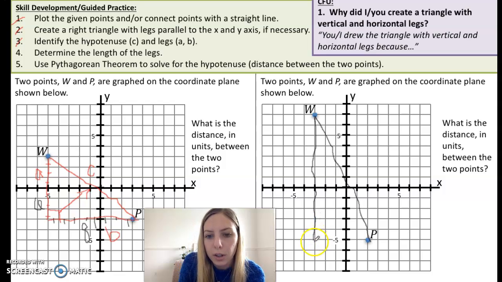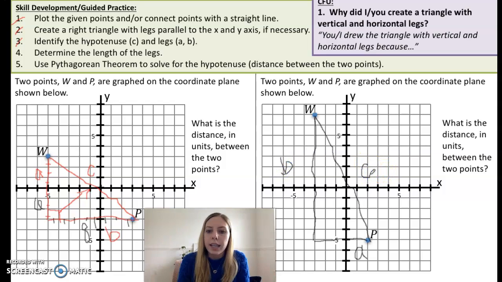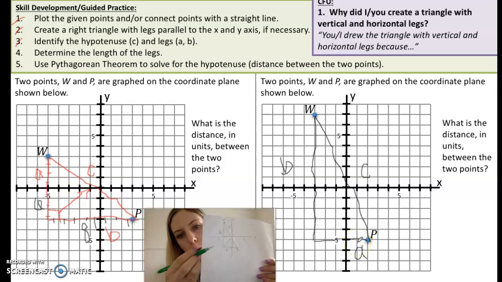Okay, so right now you are going to be using my PowerPoint to count the length of our legs. Remember, we chose this one as A and B. So right now you're counting these legs. I'm going to give you about 10 seconds to count both the length of B and the length of A. Once you've counted it from the PowerPoint, I want you to write it down and label on your piece of paper, please.